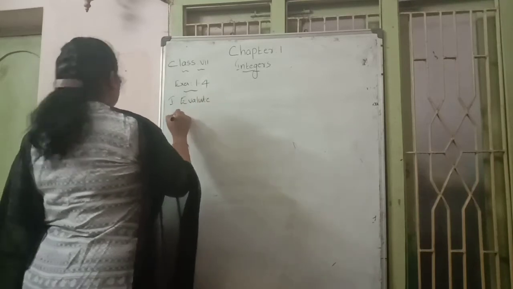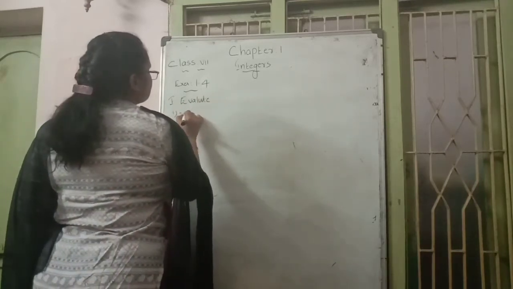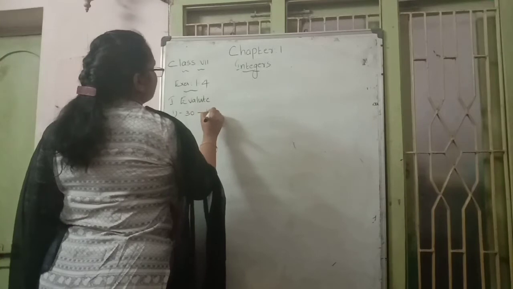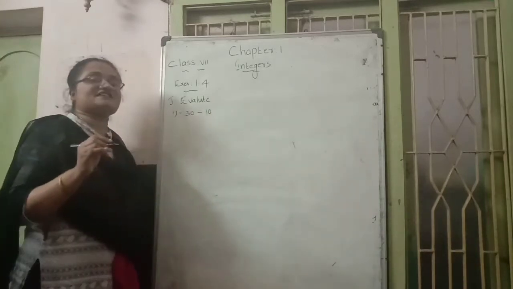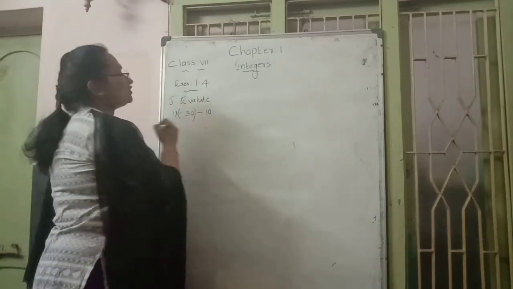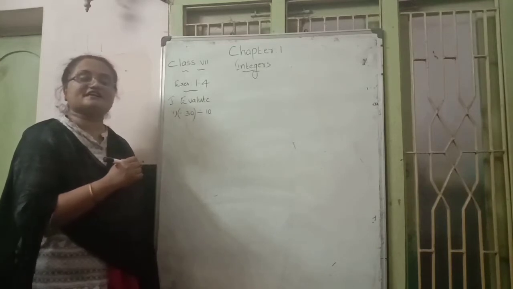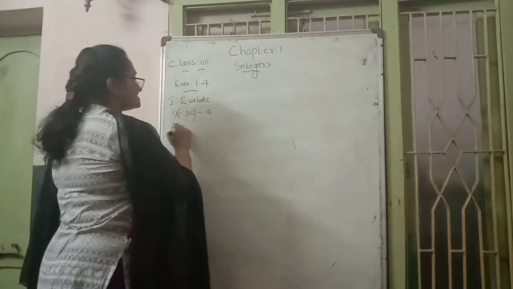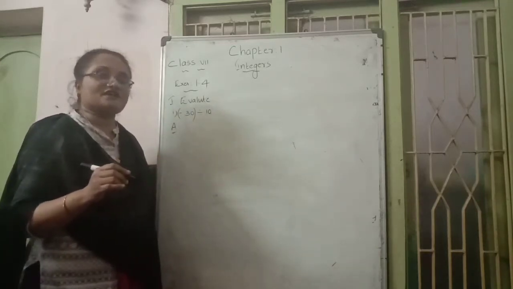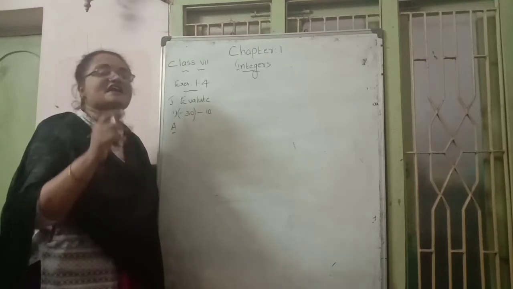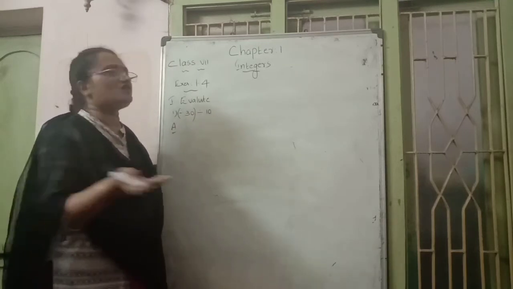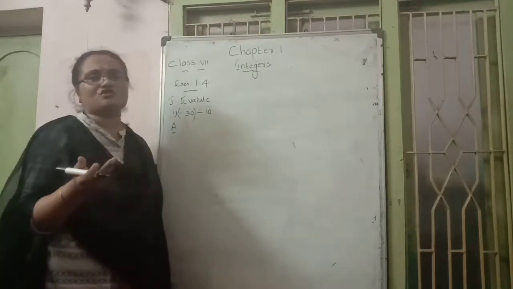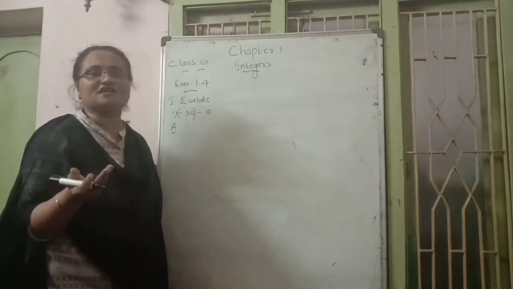First, Roman one tells us to evaluate. The first question given is minus 30 divided by 10. How do we divide minus 30 by 10? An easy way: first write it in fraction form and cancel. Or you can draw a division box and divide. You can follow any method.